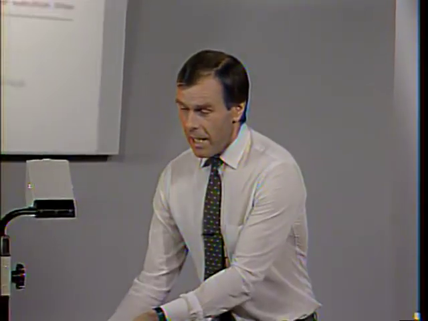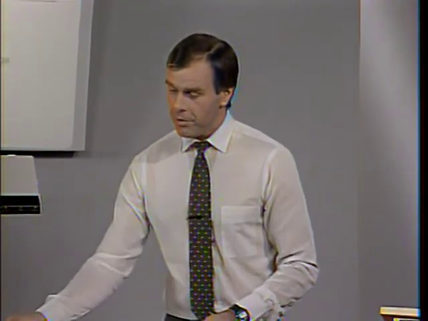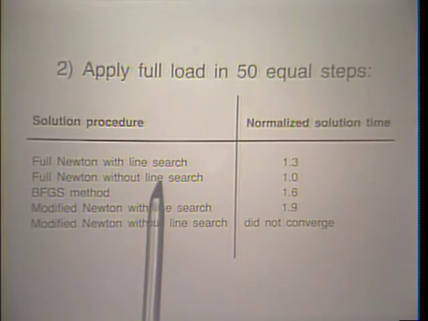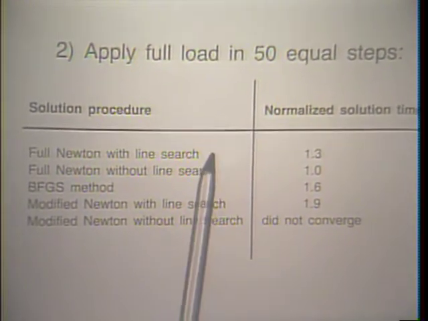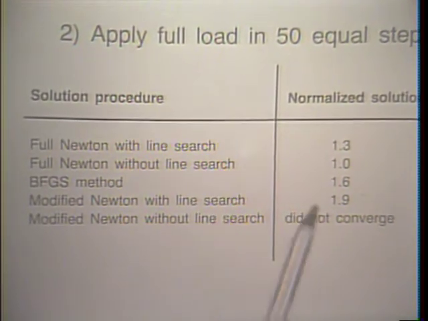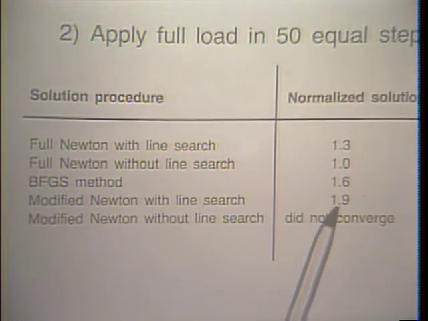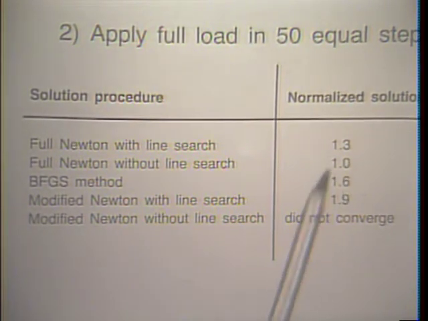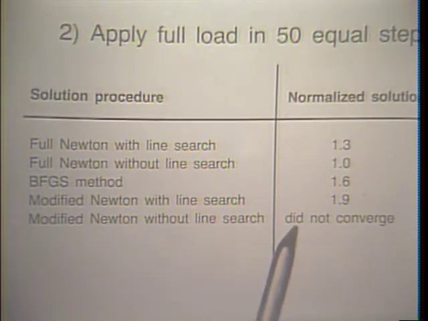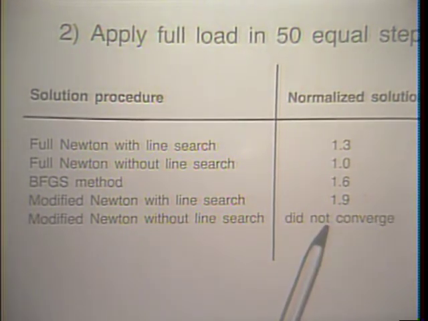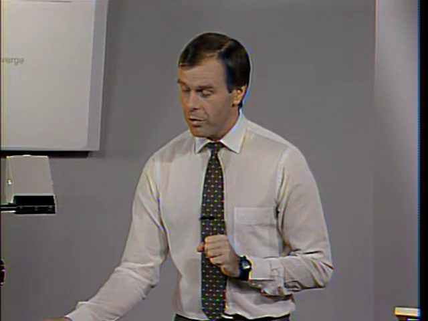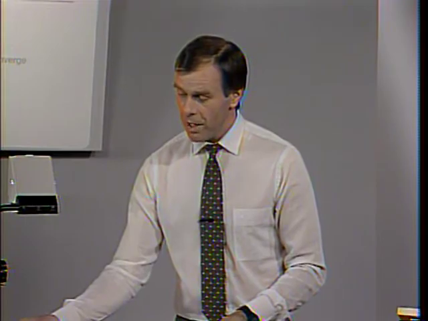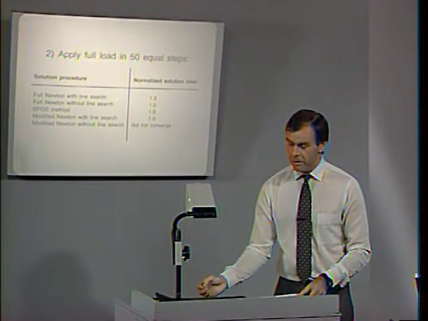If we apply the full load in 50 equal steps, we find that the full Newton method with line searches is still most effective. And these four methods here converge. They are not quite as effective as the full Newton method, but the modified Newton method without line searches does not even converge. You would have to use many more steps to make the modified Newton method without line searches also converge. Here, the BFGS method compares quite favorably with these methods here.